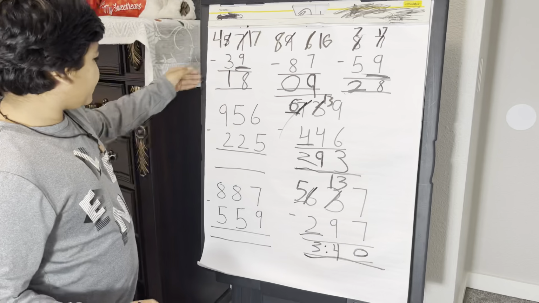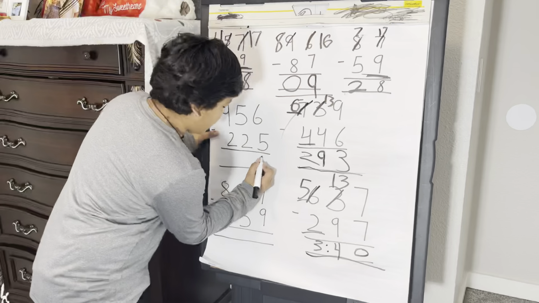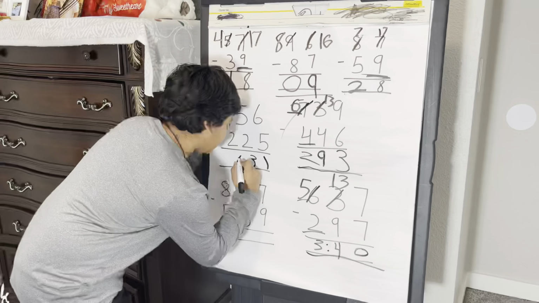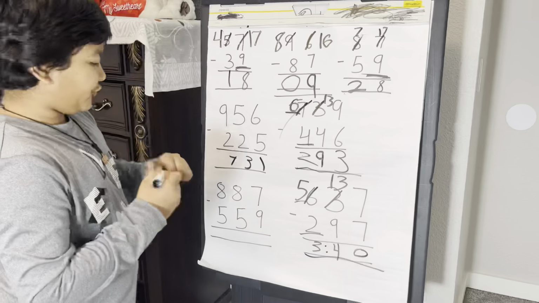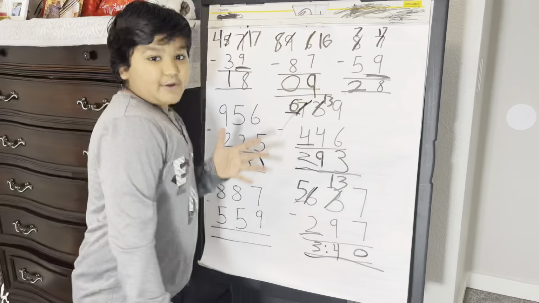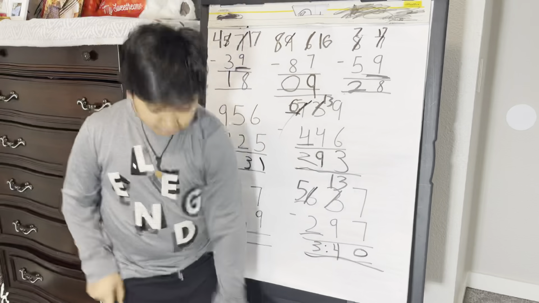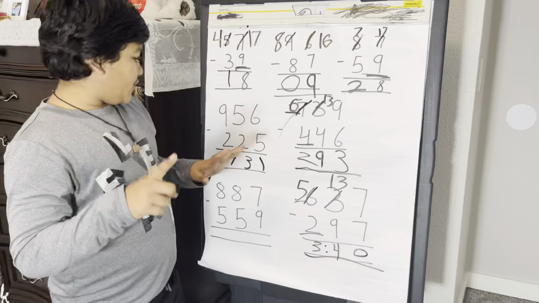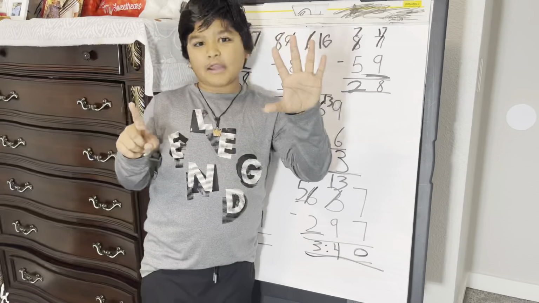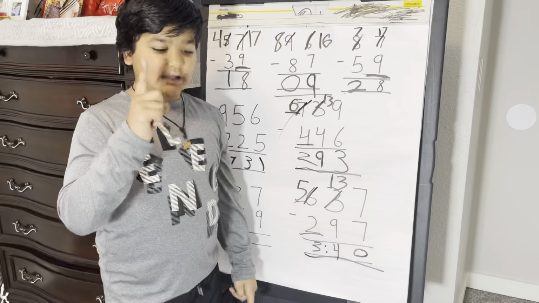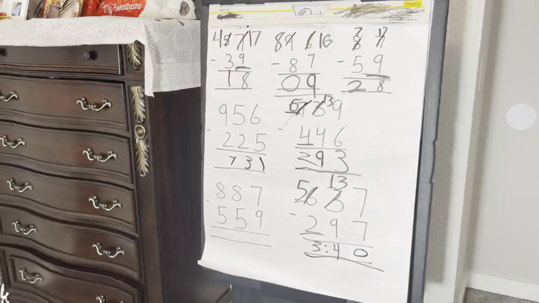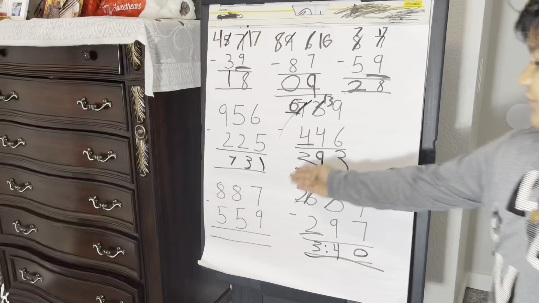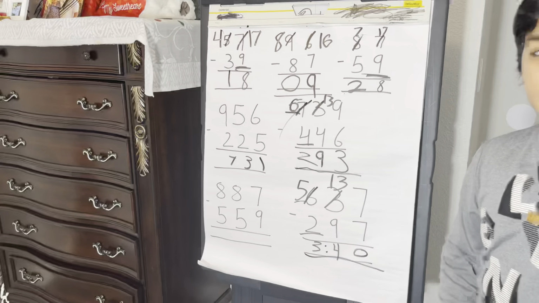And then 6 minus 5 equals 1. 5 minus 2 equals 3. 9 minus 2 equals 7. And here, let me walk you through that as well. If you have six and you want to take away 5, a whole hand is 5, so you would only have 1 left. You guys can look at that. Look at that question. Think about it.